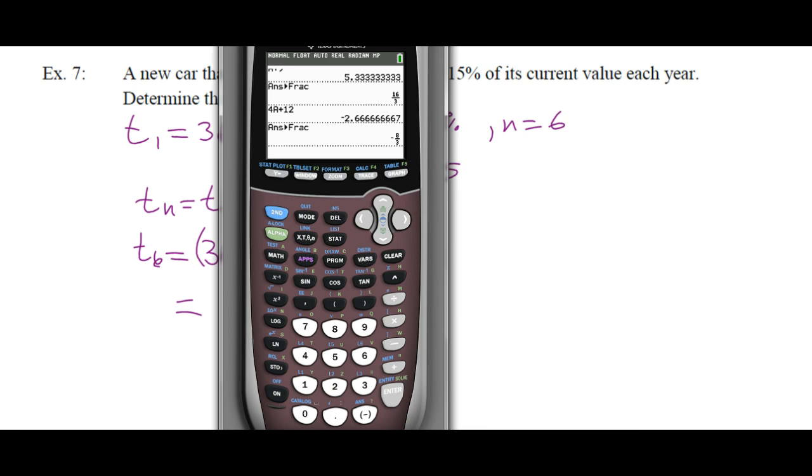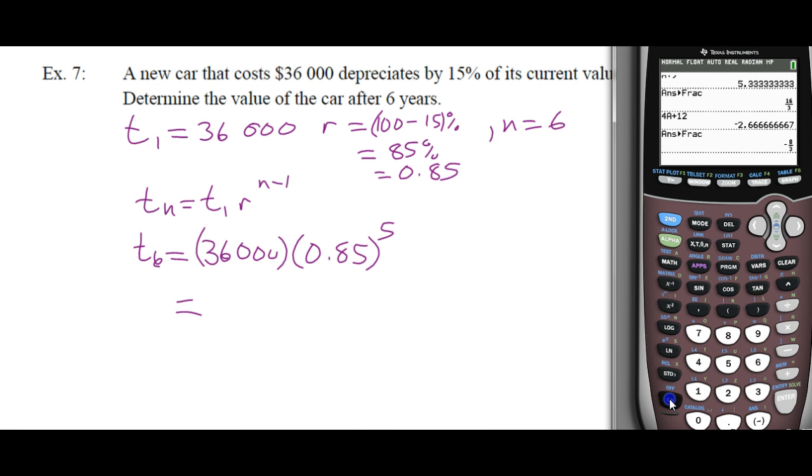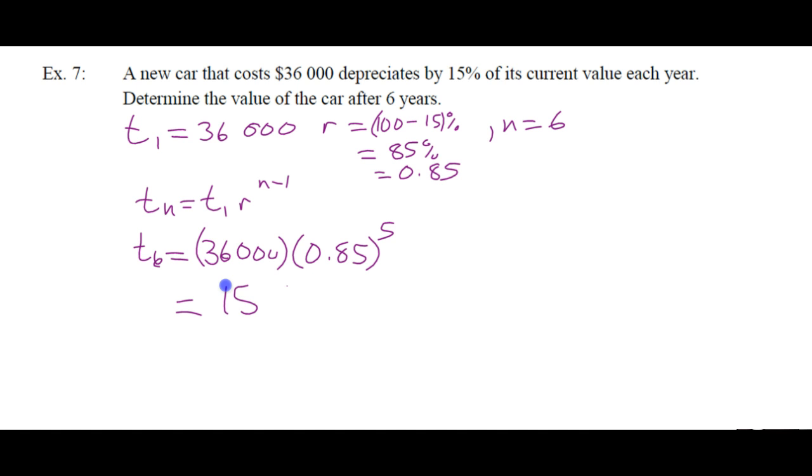And what's that work out to? 36,000 times 0.85 to the 5 is 15,973.39. It's dollars, so round it to 2 decimal places, unless it says to the nearest dollar, then it'll be 15,973.